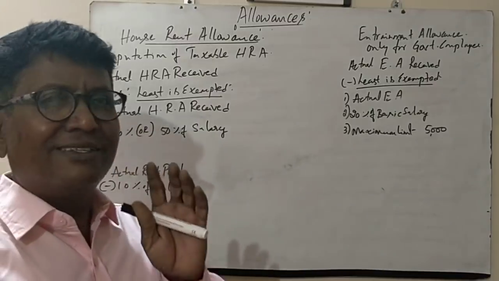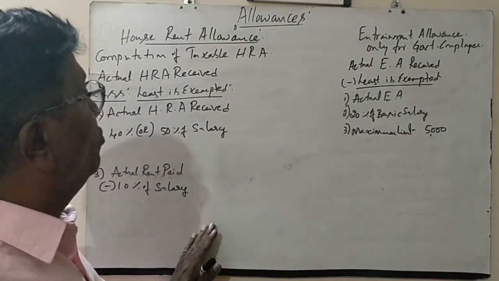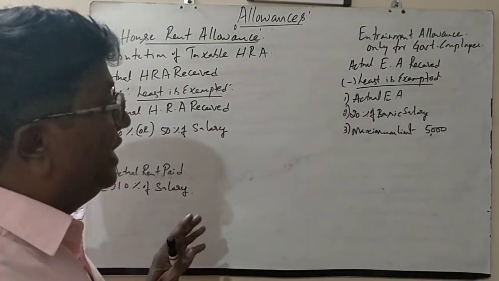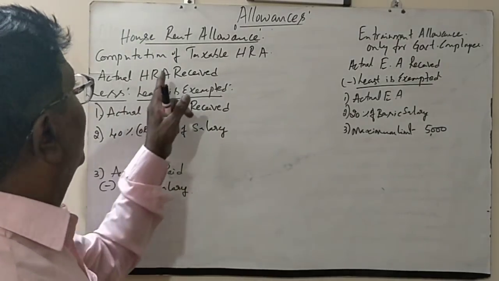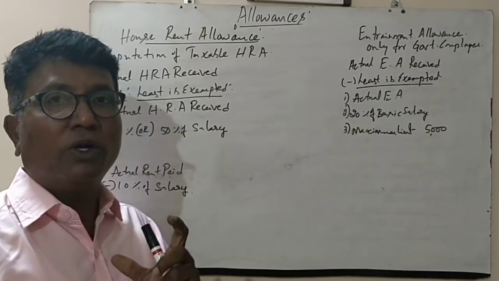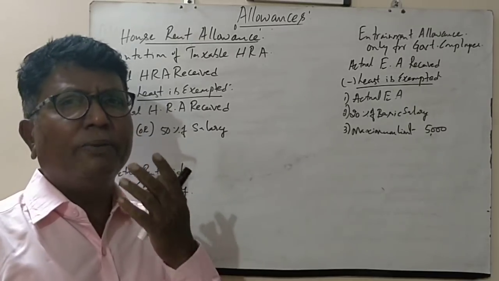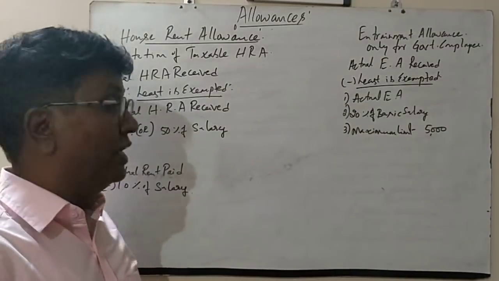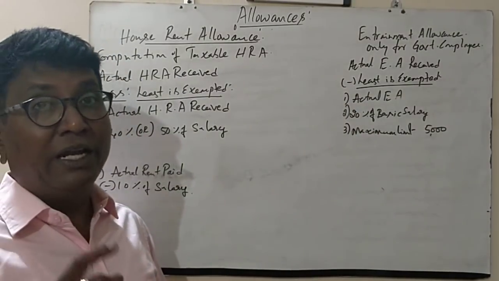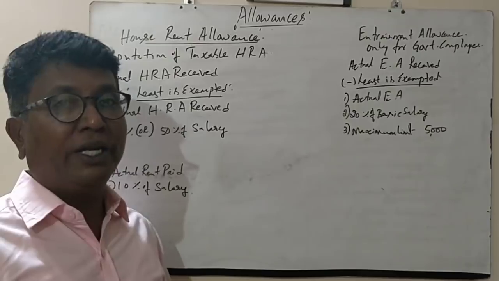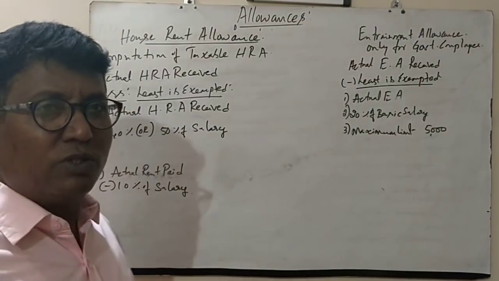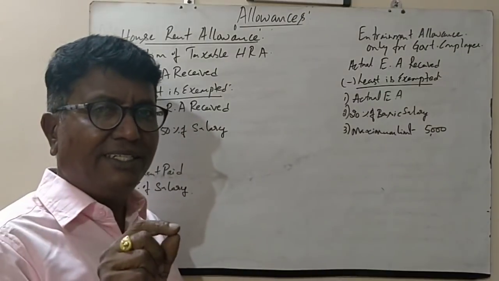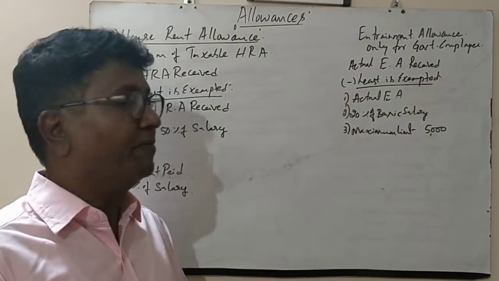Now, let us discuss some of the left out partly taxable and partly exempted allowances. See, my dear students, this topic is very, very important for 6 marks, because in so many years, they asked just to calculate house rent allowance for 6 marks. And this is very important, and I will tell you some of the rules for house rent allowance, how much it is taxable and how much it is exempted.